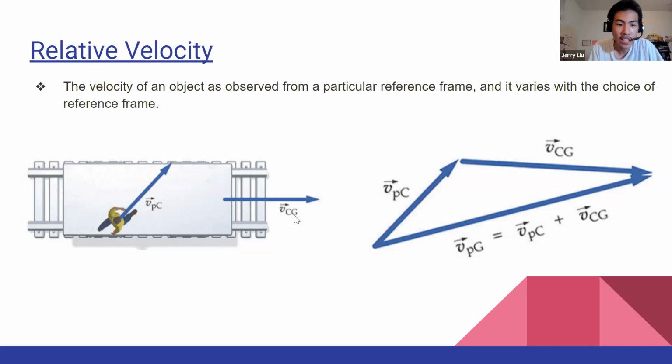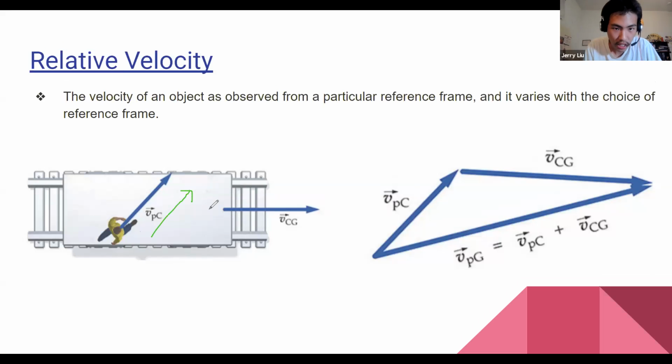One thing that's important to note is that everything in physics that's being observed must have a frame of reference. This frame of reference is basically where you are viewing the motion from. And this can drastically change what numbers or speeds you will see. So the velocity of an object as observed from a particular reference frame varies depending on the choice. Let's say we have this man, and he is walking diagonally on top of the roof of a train, but the train is moving at a constant velocity. Now, what would the man's motion look like? If you know, feel free to put the answer in the chat.